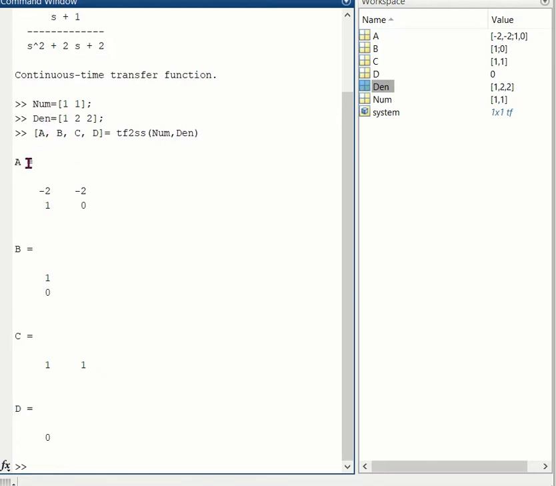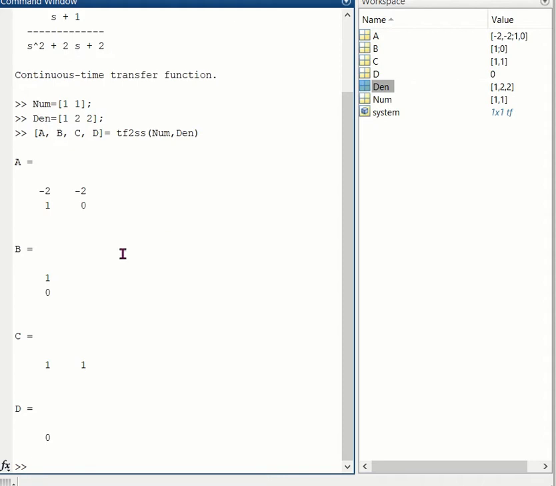We now obtain the matrices A, B, C, D, and these are also stored in the workspace and can be accessed from there as well. So we obtained the parameters related to the state model of the system in terms of the matrices A, B, C, D, and hence this is the state space representation of the system having the transfer function S plus 1 divided by S square plus 2S plus 2.